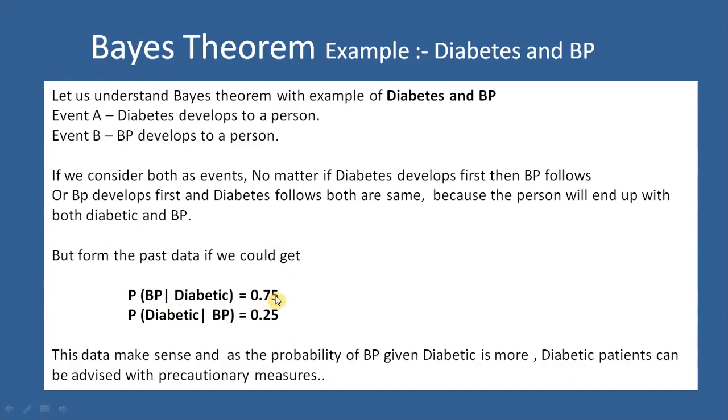So this 0.75 means the person is already diabetic, and the probability that the person develops BP is 0.75. In the same way, this 0.25 means the person already has BP, and the probability that the person develops diabetes is 0.25. So this data makes sense. And as the probability of BP given diabetic is 0.75, which is more compared to the other one, diabetic persons can be advised with precautionary measures. So this is one simple example.